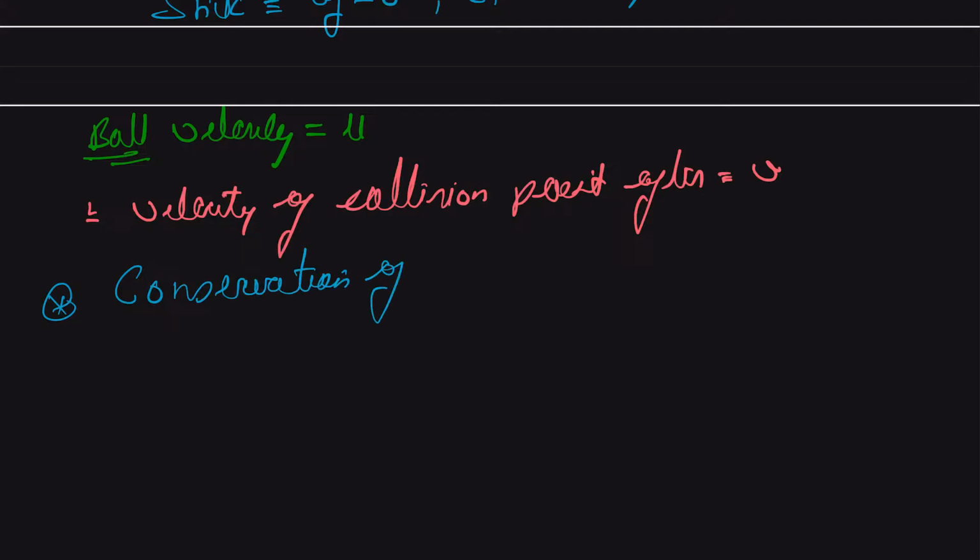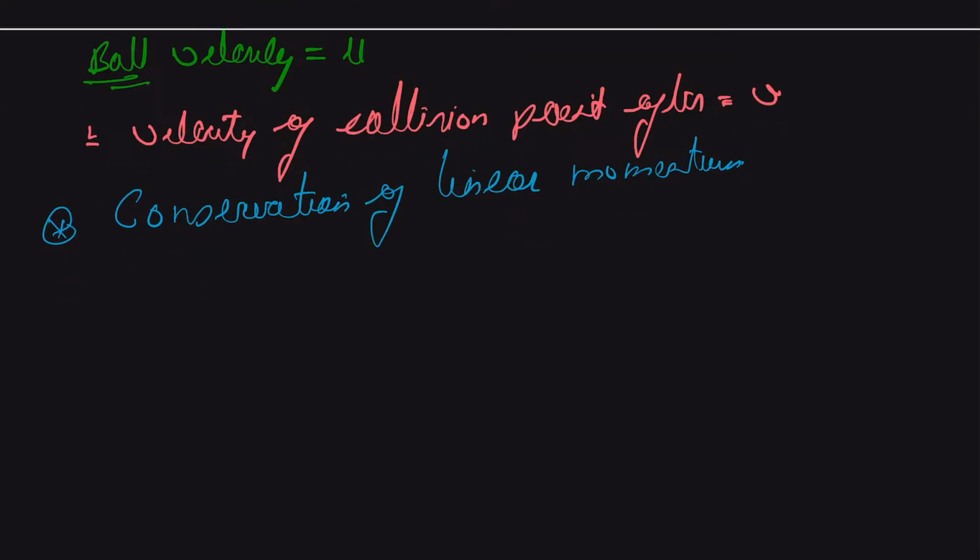Conservation of linear momentum, and initial momentum was equal to 0. So we can say 0 is equal to the linear momentum of the rod plus the linear momentum of our ball. Therefore, from here we can say that v is equal to minus u. It means rod and ball will be traveling with the same velocity but in opposite direction. Let us call this equation number 1.